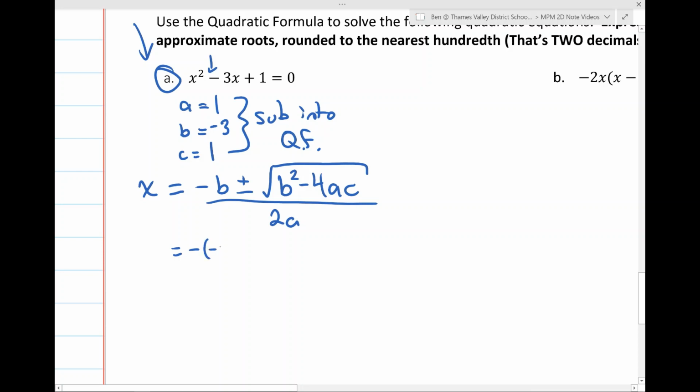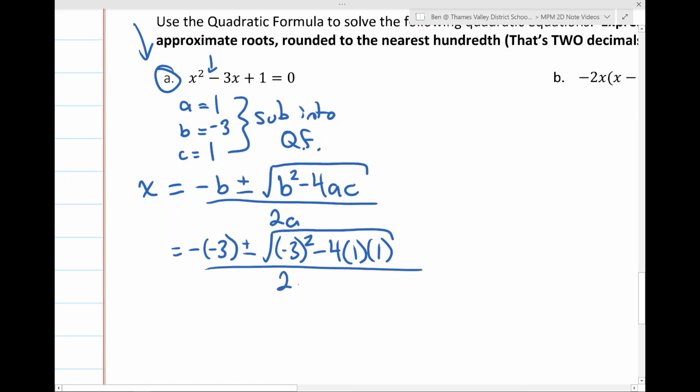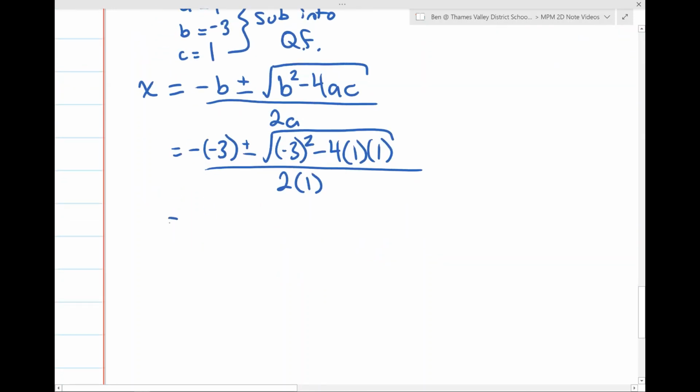So that's negative 3 plus or minus the square root of b, which is negative 3 squared, minus 4 times a, which is 1, times c, which is 1, all square rooted, all divided by 2 times a, which equals 1. Next, we can start simplifying that. So negative times negative 3, well, that's just positive 3.